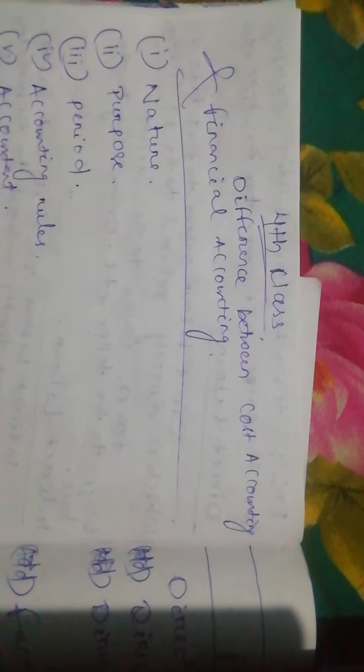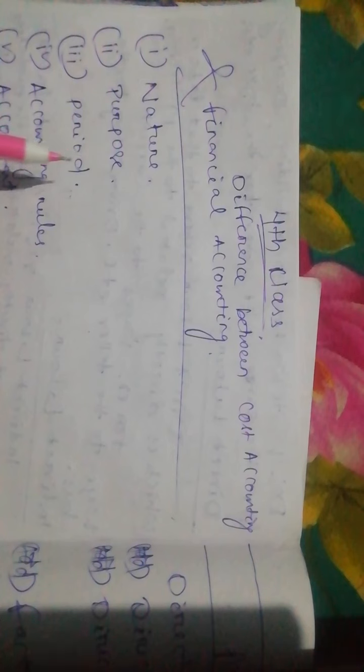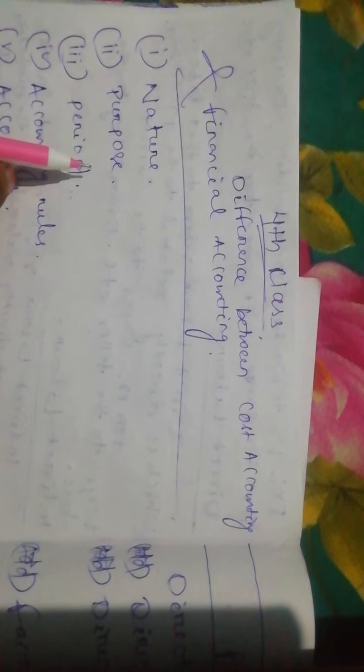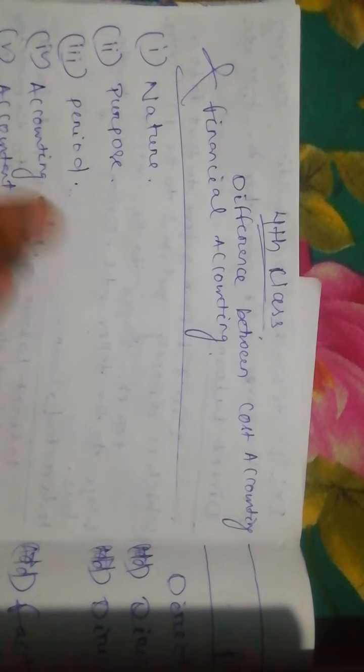Next point, purpose. The basic purpose of financial accounting is to know the position of profit and loss and the position of assets and liabilities. Whereas in cost accounting, the study and determination of cost structure and cost ascertainment is to be found out, so that the basics of cost accounting can be understood properly.